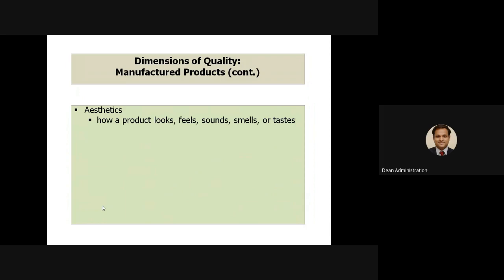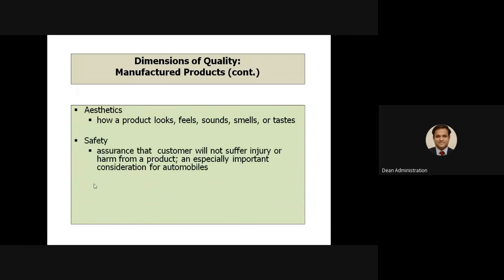Okay. How a product looks, feels, sounds, smells, or even, regarding the food industry, how it tastes. Safety, these are various attributes. Again, assurance that the customer will not suffer injury or harm from the product. And perceptions, subjective perception based on brand name, advertising, and the like.